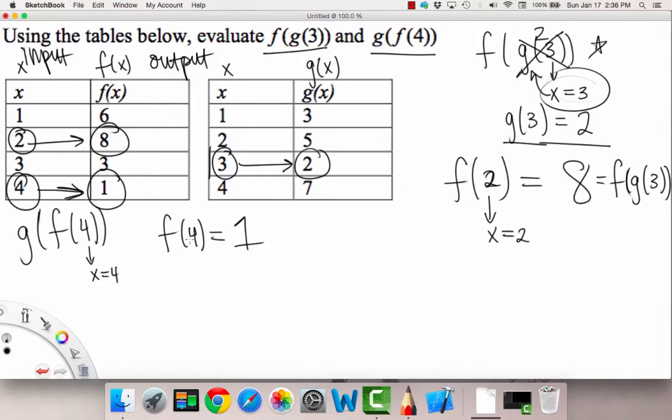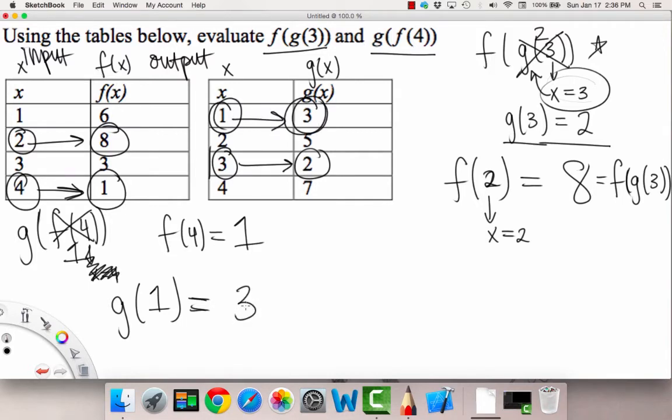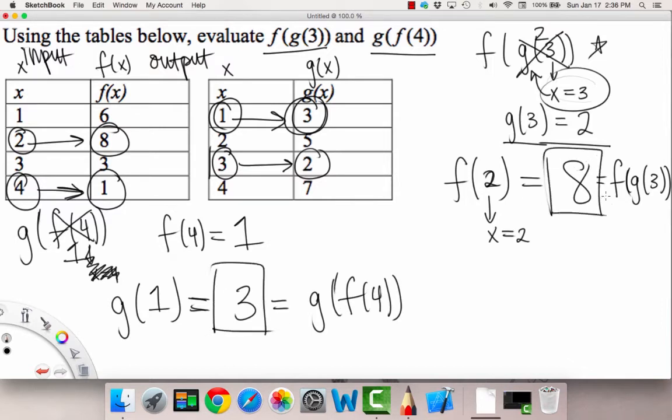Then we can replace this f of 4 with a 1 instead, and we ignore the x from before. Now we're at g of 1. We switch over to the other table. When our input is 1, what does our g function give us? The answer is a 3. So g of 1, which is equal to g of f of 4, is equal to 3. So these are our answers for that problem.